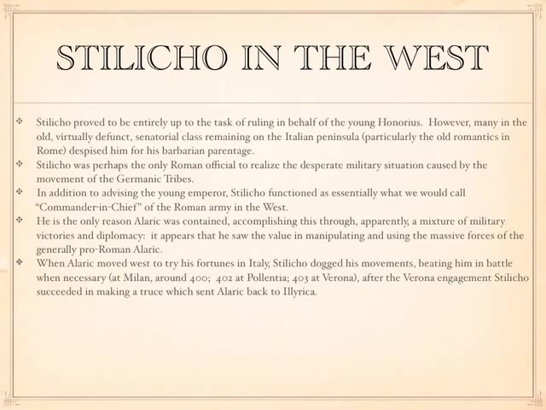When Alaric moved west to see if he could besiege the western emperor, Honorius, Stilicho followed the army everywhere it went. Now, Stilicho was operating both east and west, so it was a heck of an accomplishment for Stilicho to both follow Alaric and fulfill his obligations militarily in the Roman East, where he was called also to fight. But he did. When necessary, Stilicho beat Alaric.